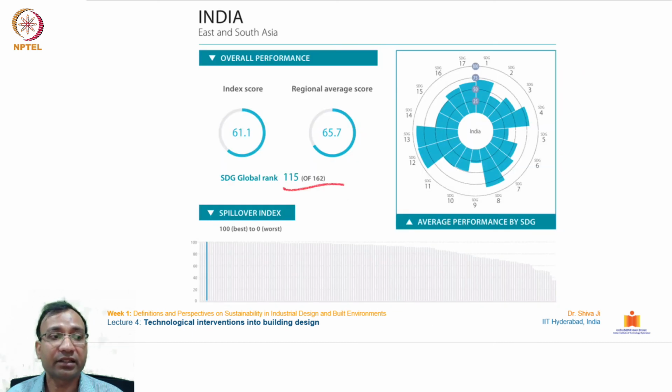On this slide you can see the overall performance of India as a country, how it is performing on the index score. It has scored 61.1, and on the regional average score it has scored 65.7. On the global SDG rank, India is at the level of 115 out of 162 countries. This is a rose diagram where you can see the average performance by each SDG group.